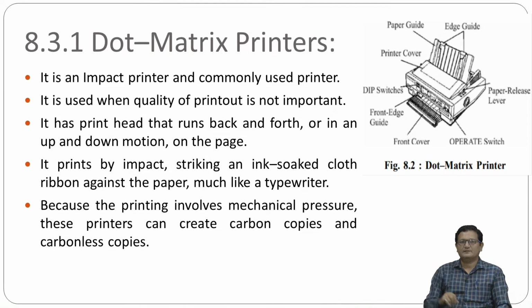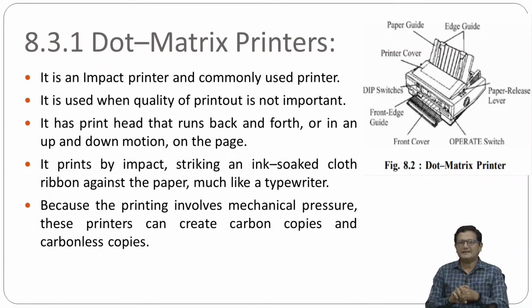So as I said, the head is actually striking on the pin, so the pin will come ahead, and there will be a carbon cloth ribbon. Whenever the particular pin punches on that cloth, the carbon particles will come onto the paper, right? And the particular dot will be printed on the paper.